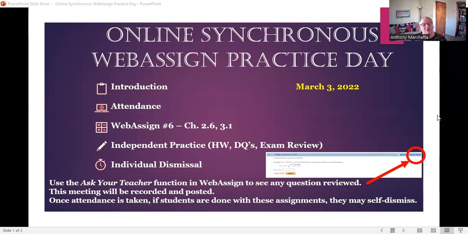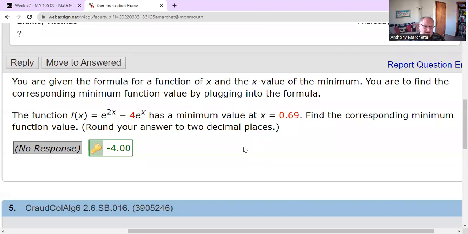Hello, students. Today we're going to go over a couple of questions from WebAssign number 6, which was about chapters 2.6 and 3.1. The first one is about using Desmos to get an answer to a specific point coordinate.